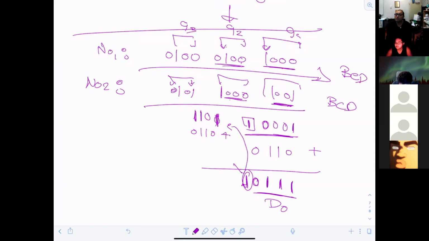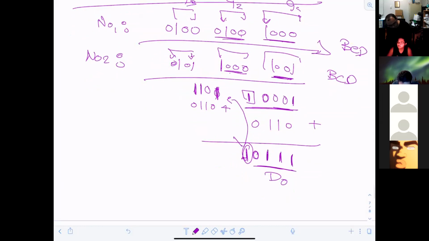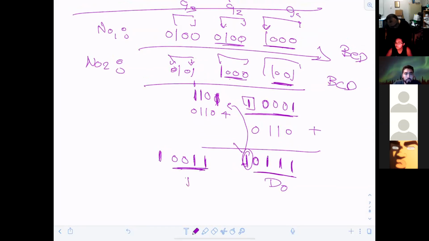It's still out of range, right? Let's move it inside the range. So 1 plus 0 is 1. 0 plus 1 is 1. 1 plus 1 is 0 and I have 1. 1 plus 1 is 0 and I have 1. Do you agree? Have you noticed this digit now, D1, is between 0 and 9? Perfect, right?